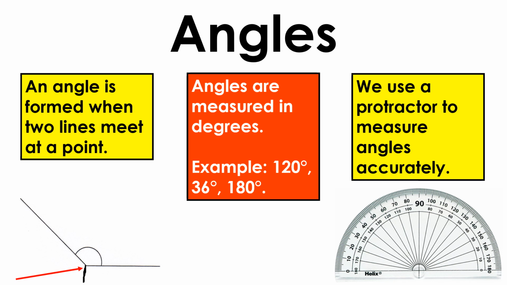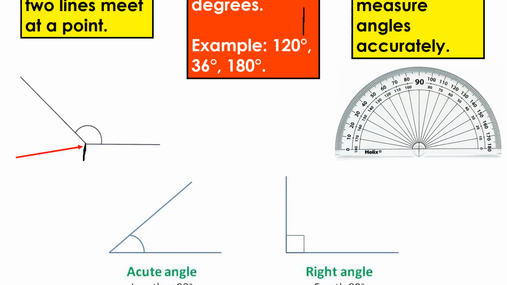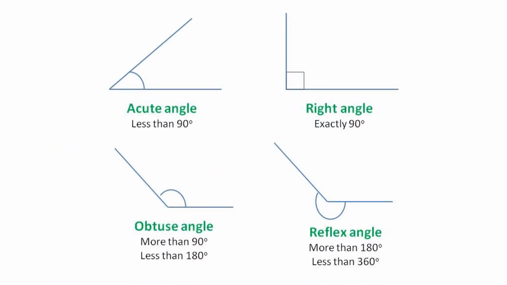Angles are measured in degrees, and the degree sign looks like this. And to measure angles, we use a protractor. This gives us an accurate measurement, and that is something we will go on to look at in the next few lessons. There are 4 different types of angles. So you have an acute angle, a right angle, obtuse angle, and a reflex angle.